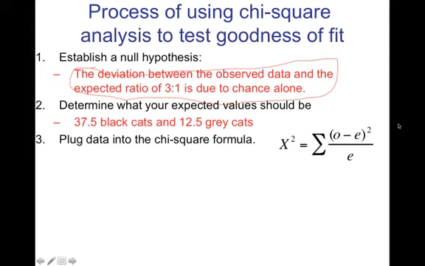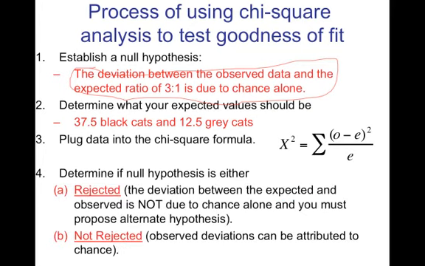Then we plug the data into our chi-square formula, which we have here. Determine if the null hypothesis is either rejected or not rejected. If we reject it, we say the deviation between the expected and the observed is not due to chance alone, and so we have to propose an alternative hypothesis. If we do not reject it, we have to say our observed deviations can be attributed to chance alone.